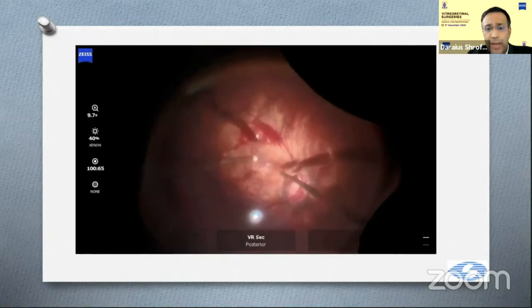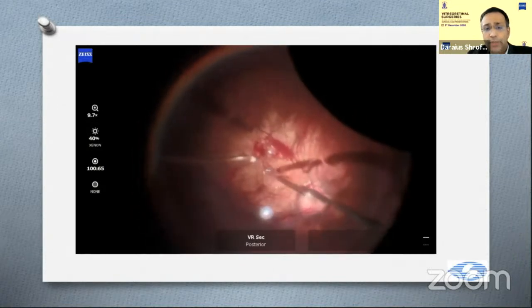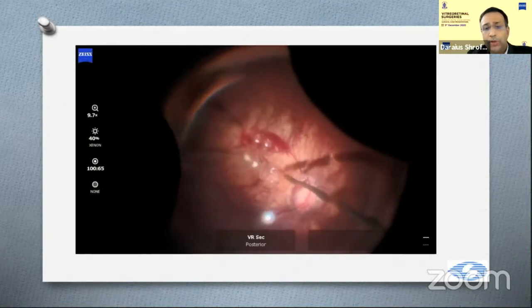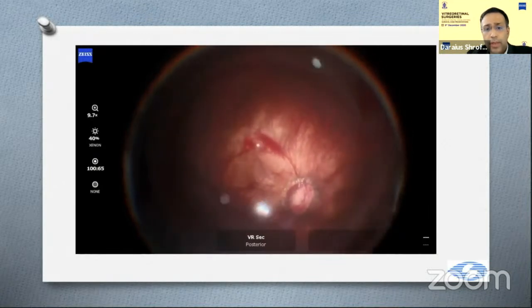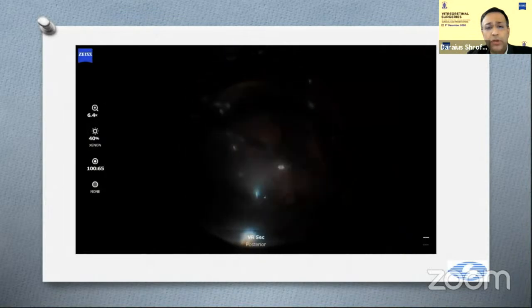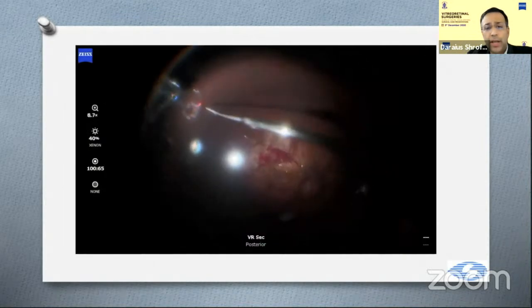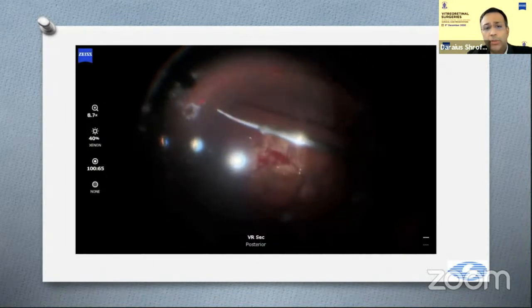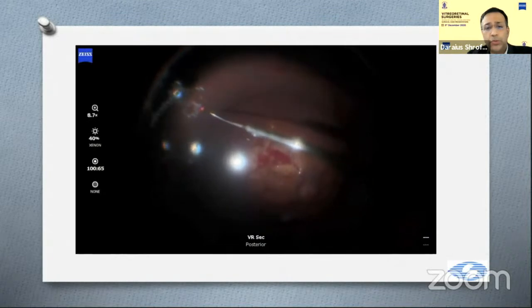And here you can see bimanually we're settling the amniotic membrane over the macular hole. And PFCL is there in place. Now we do the fluid air exchange and laser all around. And you can see the buckle effect also.